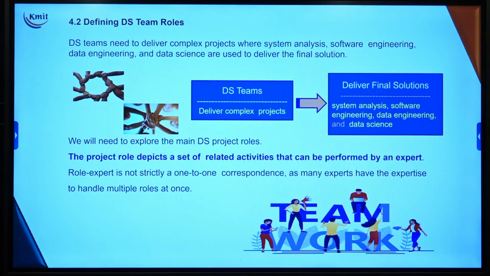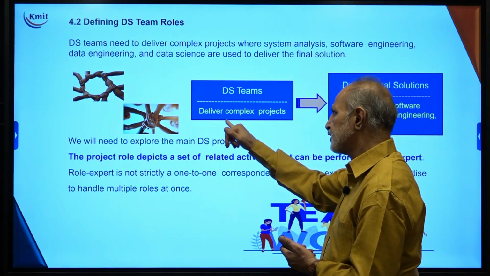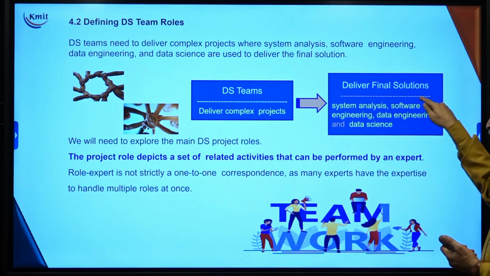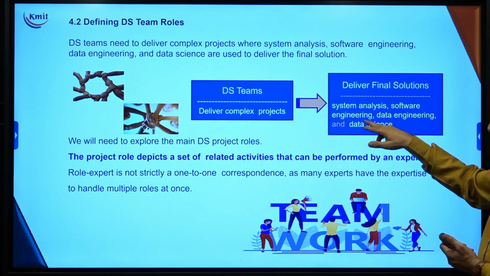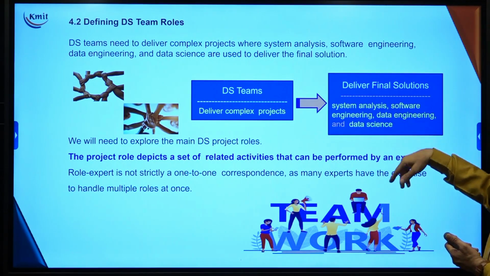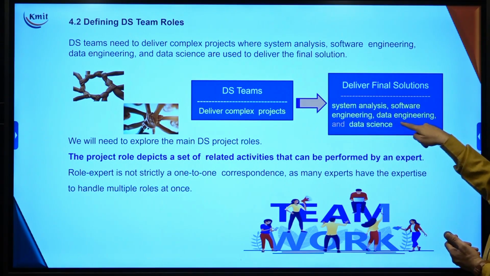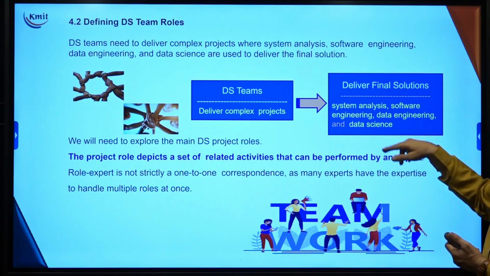A DS team needs to deliver complex projects where system analysis, software engineering, data engineering and data science are used to deliver the final solution. Look at the way I am talking about the people on the system analysis side, the software engineering side, the data engineering side and then finally data science to deliver my project. So, a DS team is a mechanism of delivering complex projects. The final solution will require people who are good in system analysis, software practices, some knowledge of data engineering and finally data science.